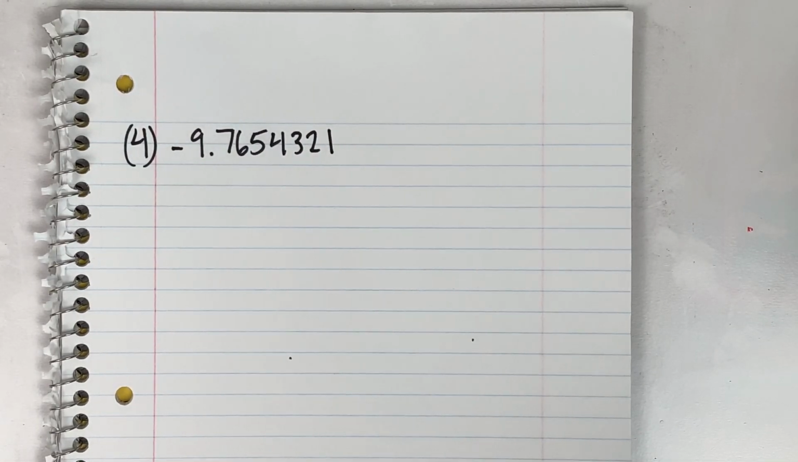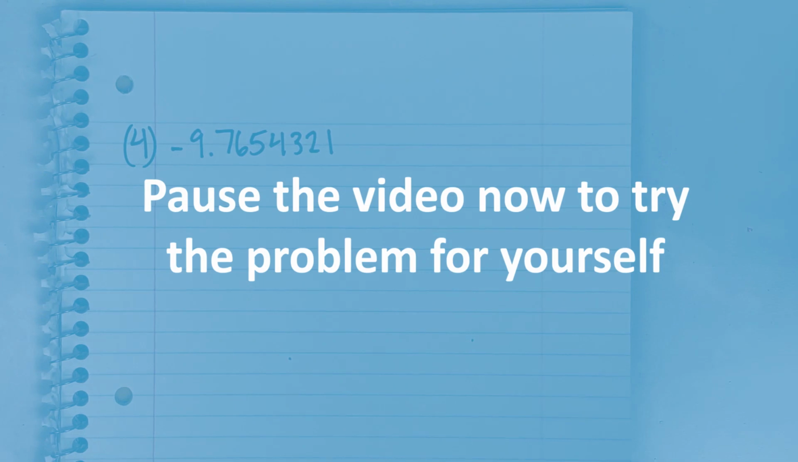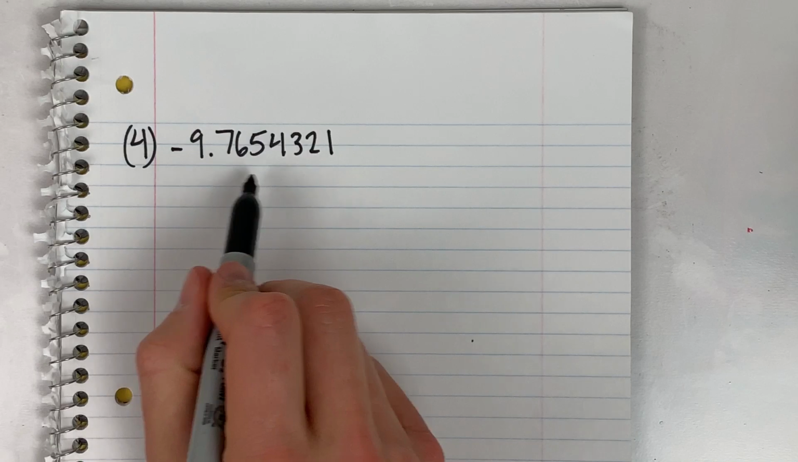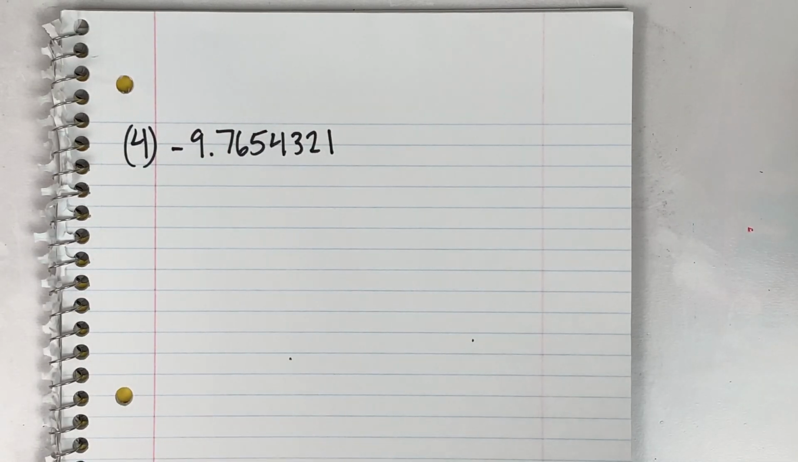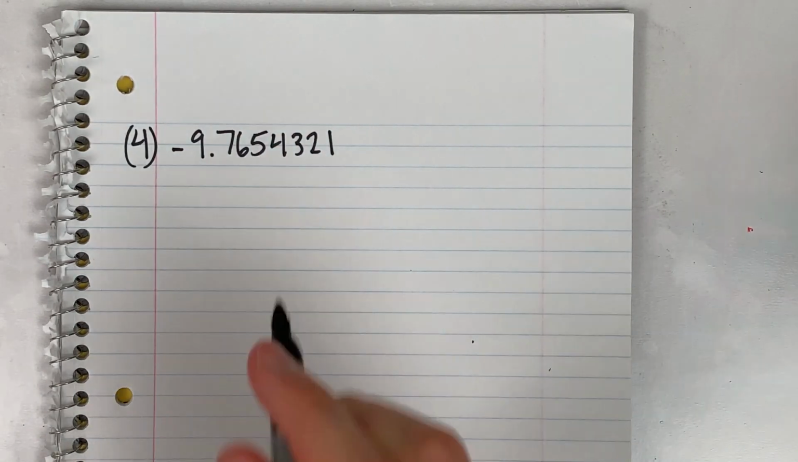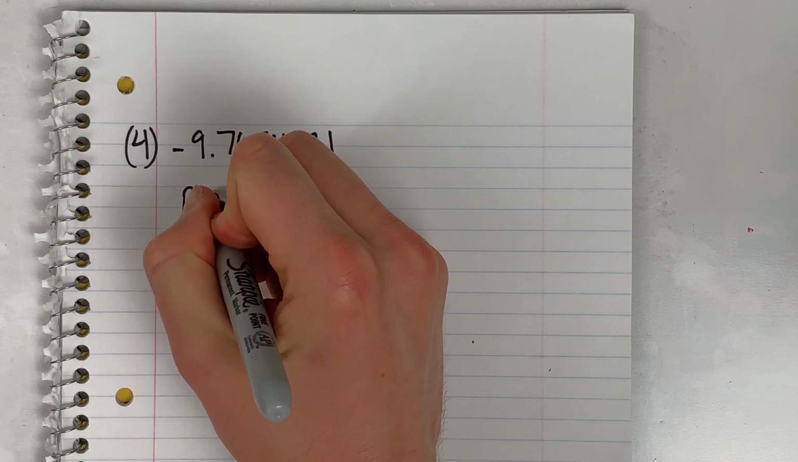Number 4 is negative 9.76543221. How many ways can we classify negative 9.76543221? Well, unlike in number 3, this decimal is a terminating decimal. And we know that repeating or terminating decimals are rational numbers. So, negative 9.76543221 is a rational number.